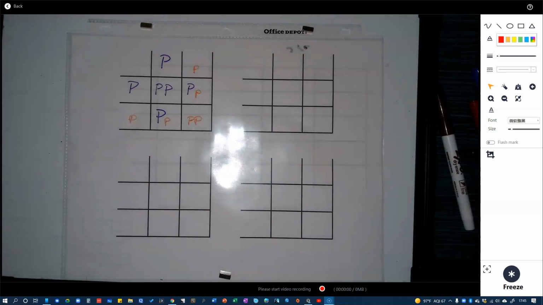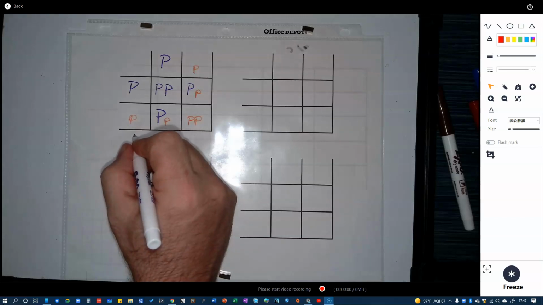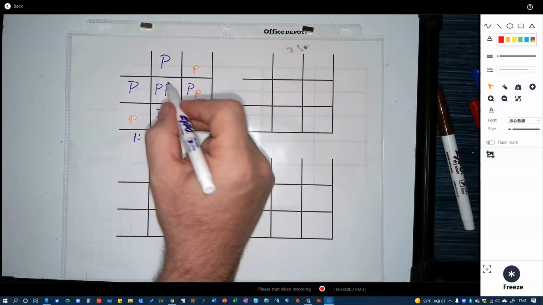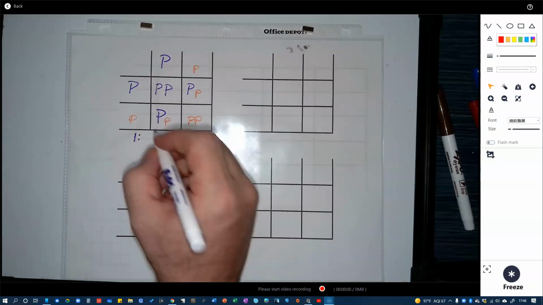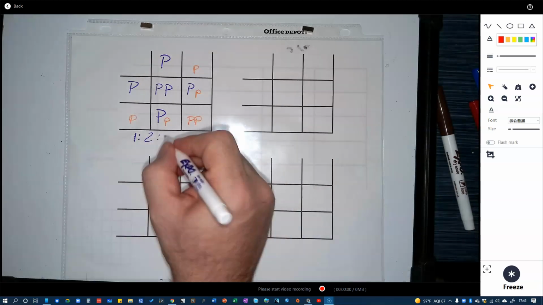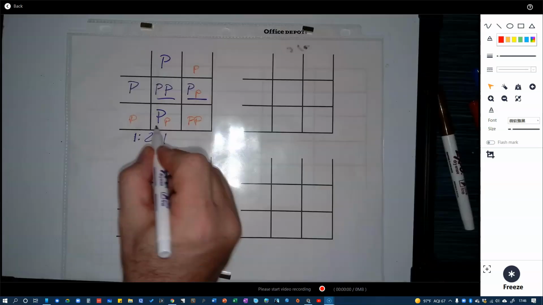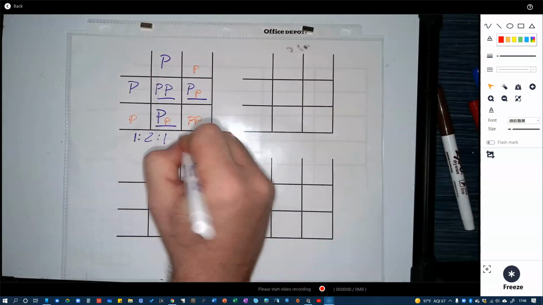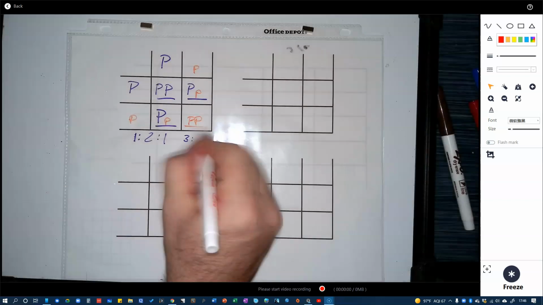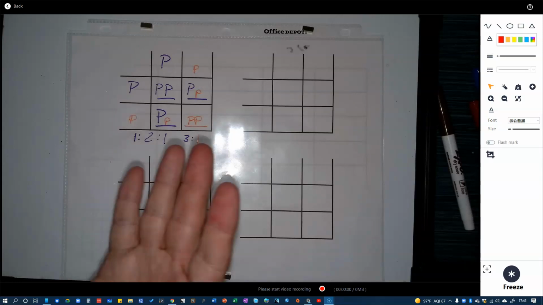So, we end up with a ratio of genotypes of 1, right, for just purple, 2 for heterozygous, and 1 for just orange. But for the phenotypes, we end up with 1, 2, 3 purple to 1 orange.